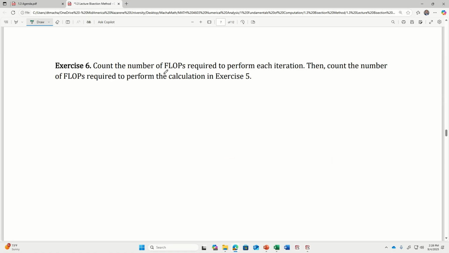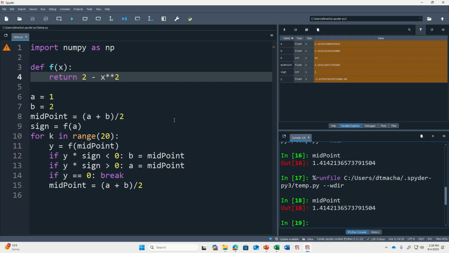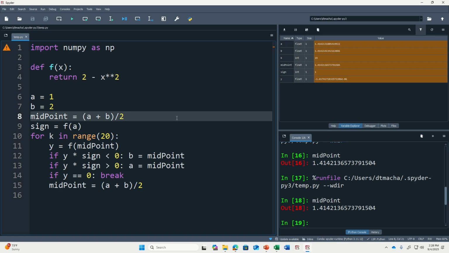Now, how many flops are required to perform each iteration of this bisection method from exercise 5? Let you look at the code. How many flops are we doing here? Don't worry about the pre-work stuff. Let's just worry about each iteration of this for loop. So in the first line, we're calling the function at this midpoint. I see one flop to multiply x times x, and then another flop to subtract. So that's 2 flops.